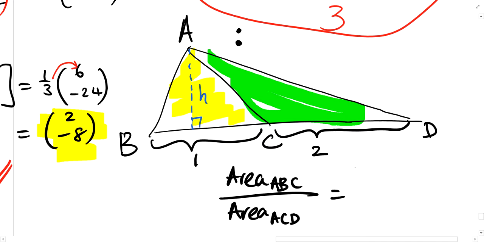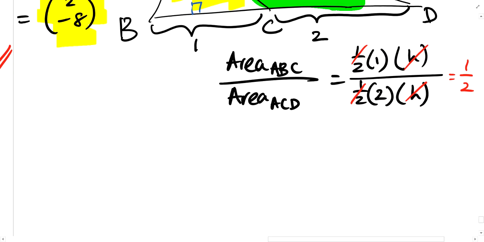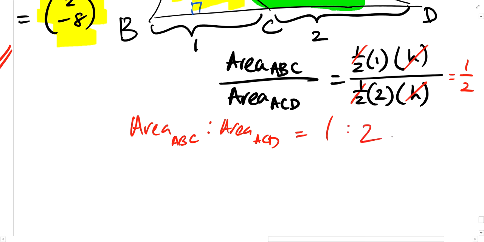Okay, so area will be half times 1, which is BC, times H, divided by half times 2 times H. Agree? Okay, then now we are ready to cancel, leaving us with 1 over 2. So the ratio of area ABC to area ACD must therefore be 1:2. Can?